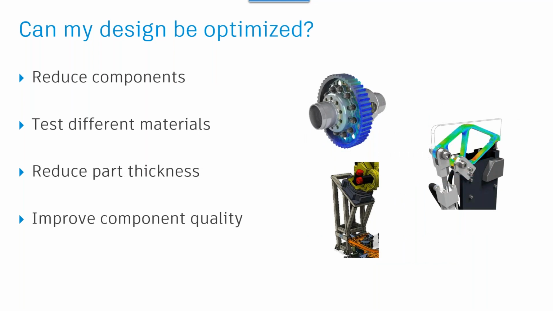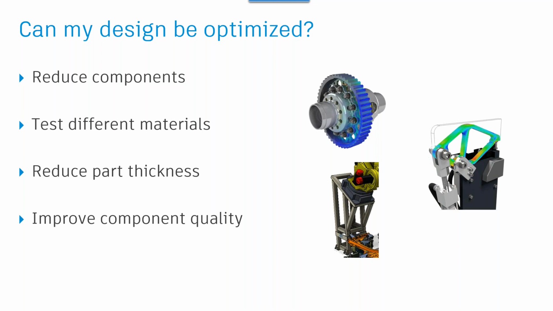So if I have an assembly, can I reduce the components in that design? Can I modify the design in such a way that I can consolidate different parts into a single part? Can I test different materials for my part? With simulation, you can run the simulation for different materials like metals and plastics, and then understand which material gives me the best results for my part.